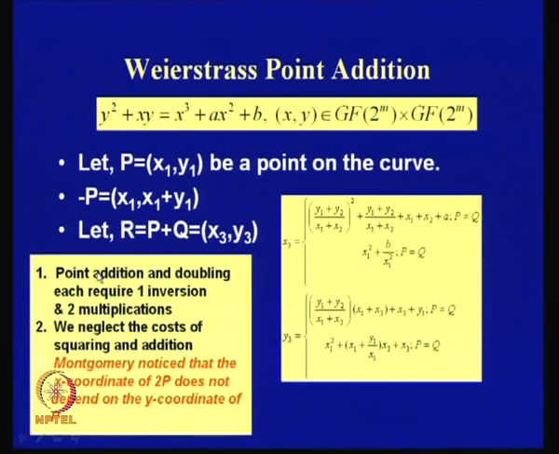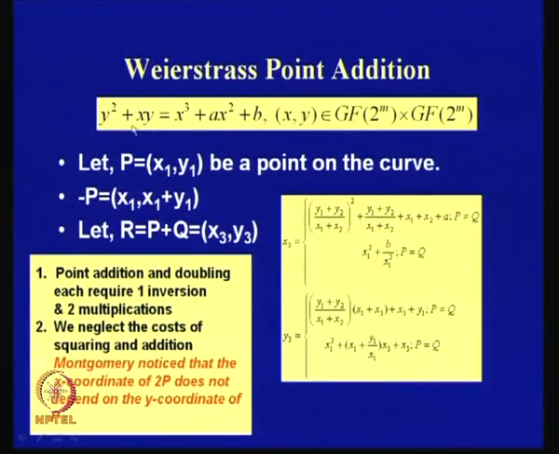So, here you see point addition, and another point to be noted is that if P is equal to (x1, y1), then minus P is shown as (x1, x1 plus y1). How do you get this minus P? You take this curve, take any point (x1, y1), and draw a vertical line through this point. Wherever it intersects the elliptic curve, that is the negative of P.